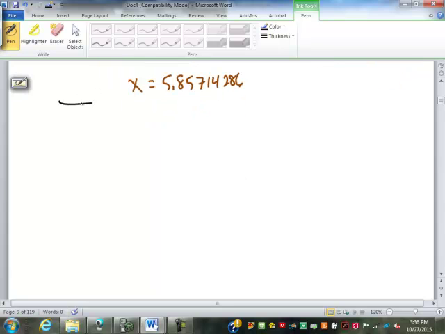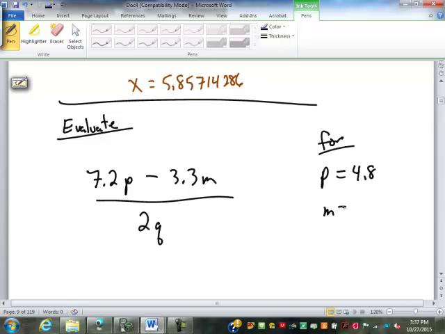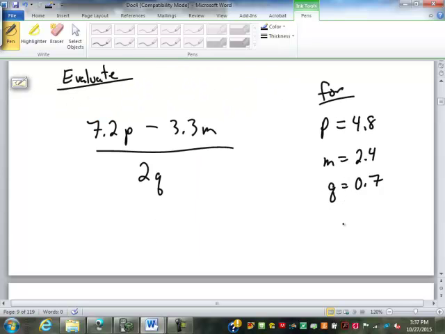Okay, well then, since we're trying some, I'm going to have you try this one as well. Evaluate 7.2p minus 3.3m over 2q for p equals 4.8, m equals 2.4, and q equals 0.7. So give that one a shot quick. See what you come up with when you evaluate that.